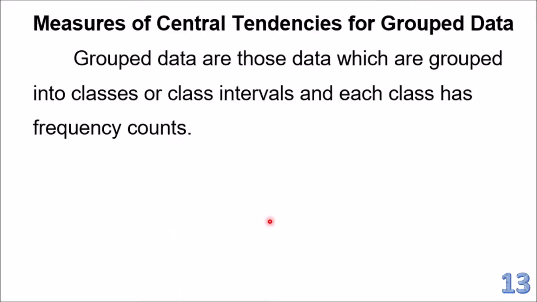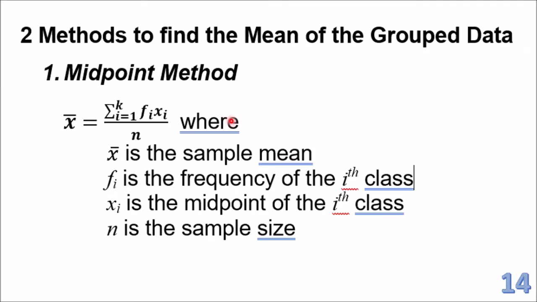Now is the time to discuss the measures of central tendencies for group data. So again, what is this group data? Group data are those data which are grouped into classes or class intervals, and each class has frequency counts. Meron tayong dalawang uri ng solution how to solve for the mean of the group data. For a solution, we have the midpoint method. So ito yung ating formula. Summation of the f times x sub i, over n. Itong f natin, ito yung frequency, usually given yan. And x sub i, ito yung midpoint. N is the sample size pa rin.